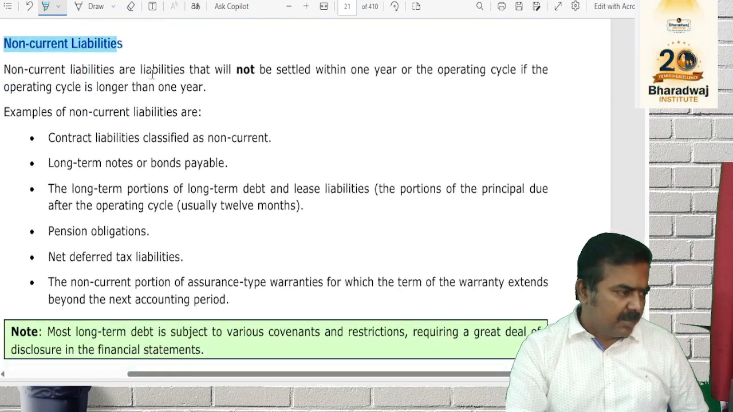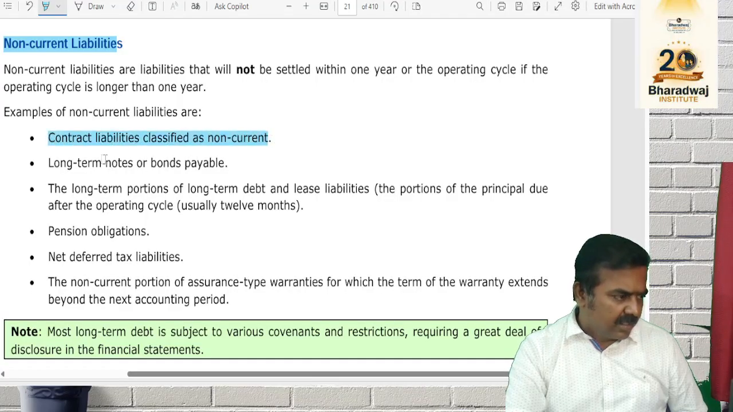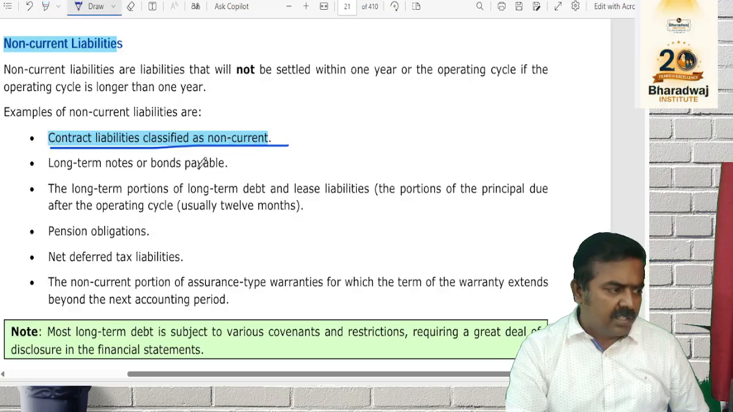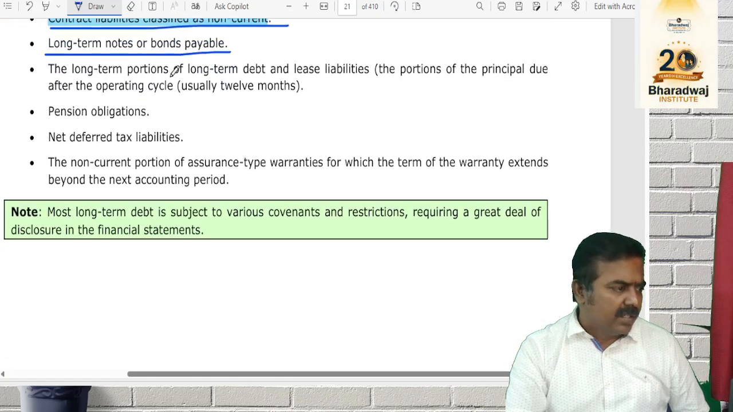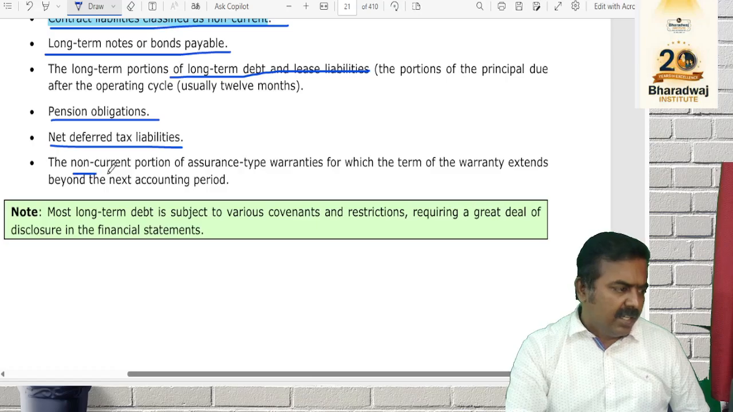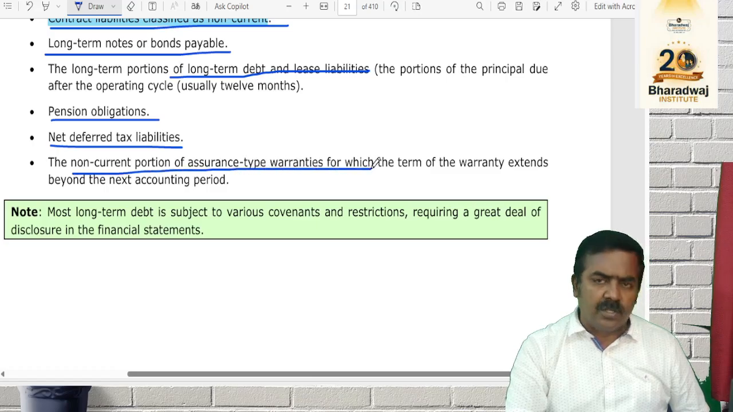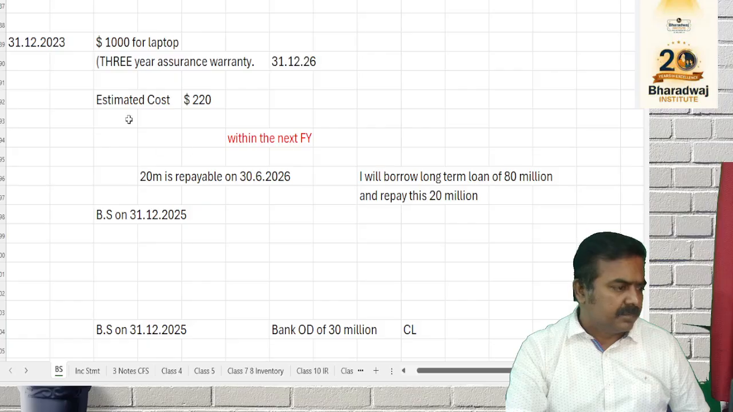What is a non-current liability? More than 1 year. Contract liabilities classified as non-current, more than 1 year. Long-term loans payable, more than 1 year. Then long-term portions of long-term debt, pension obligations, deferred tax liabilities, and any non-current portion of assurance type warranty.